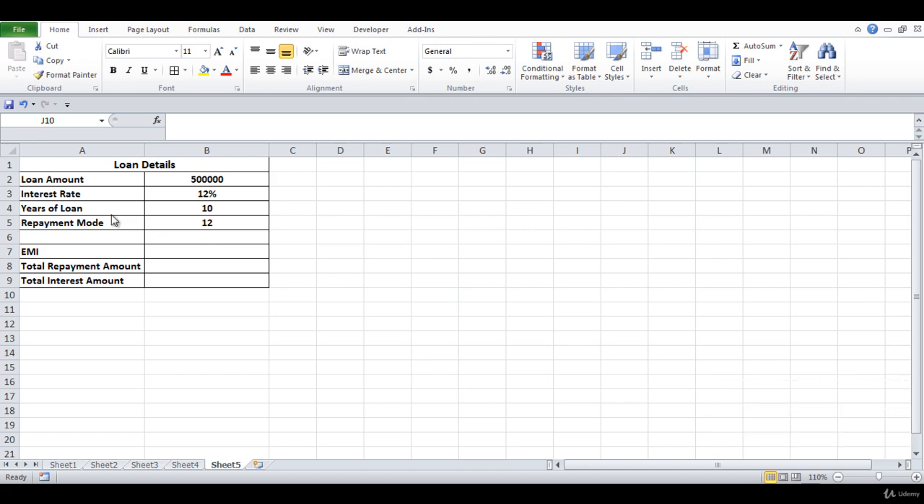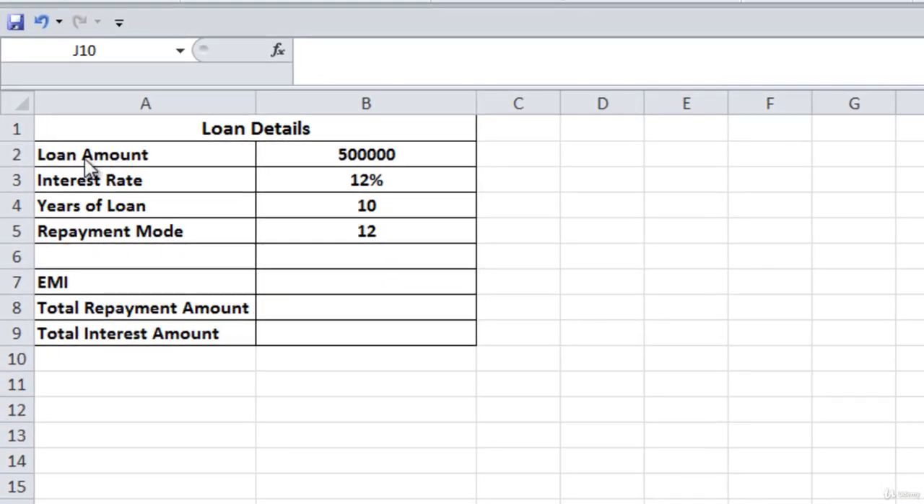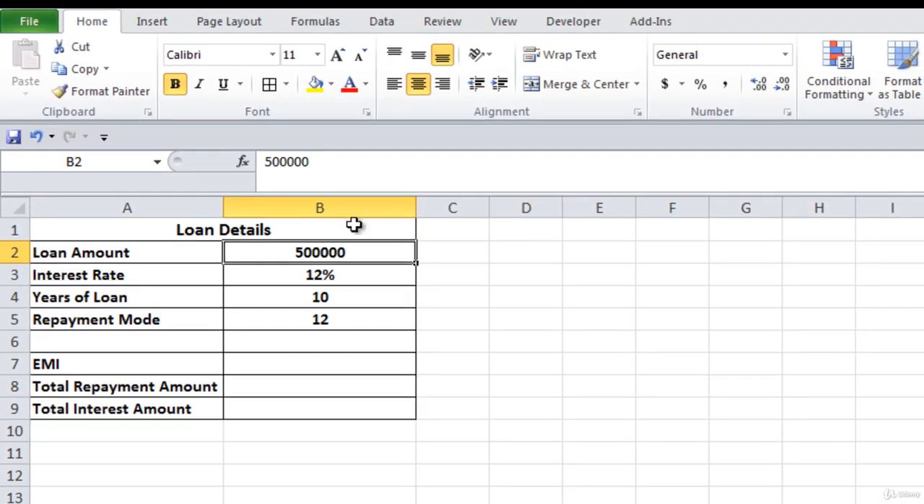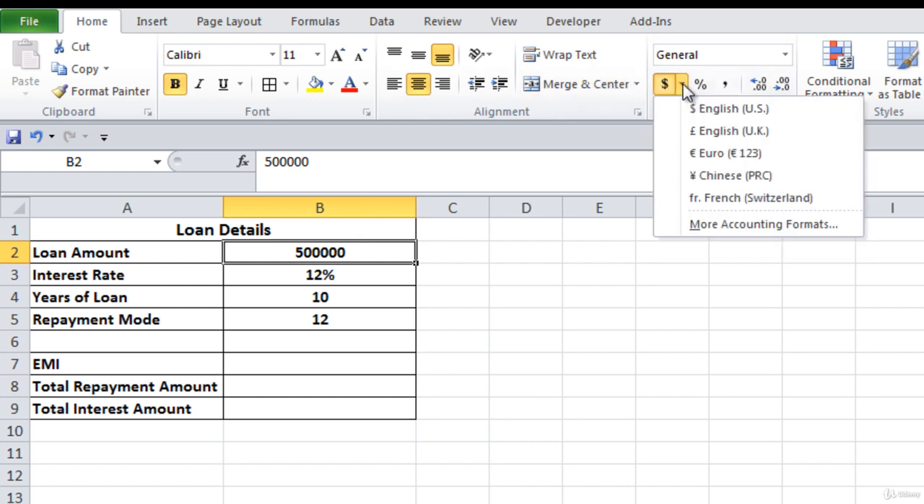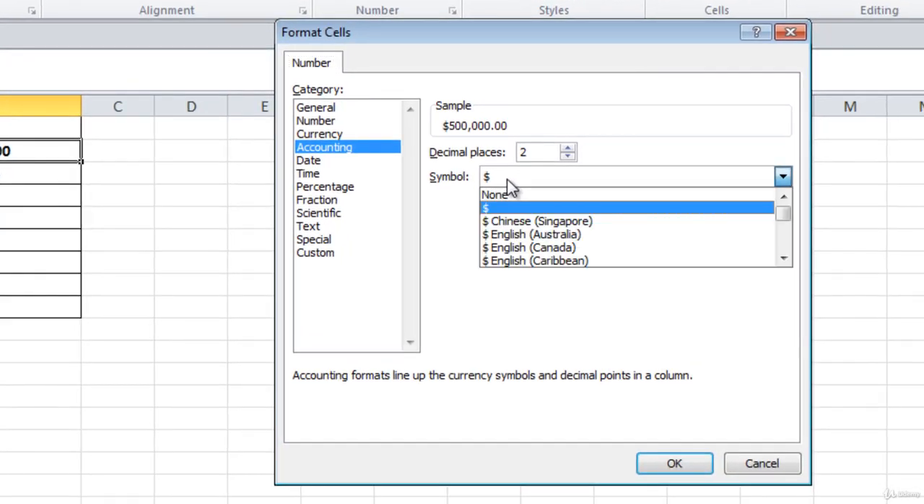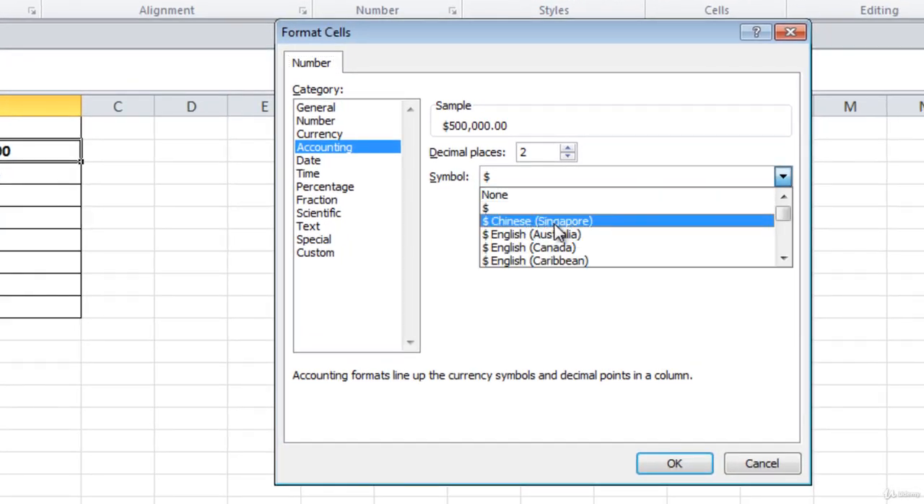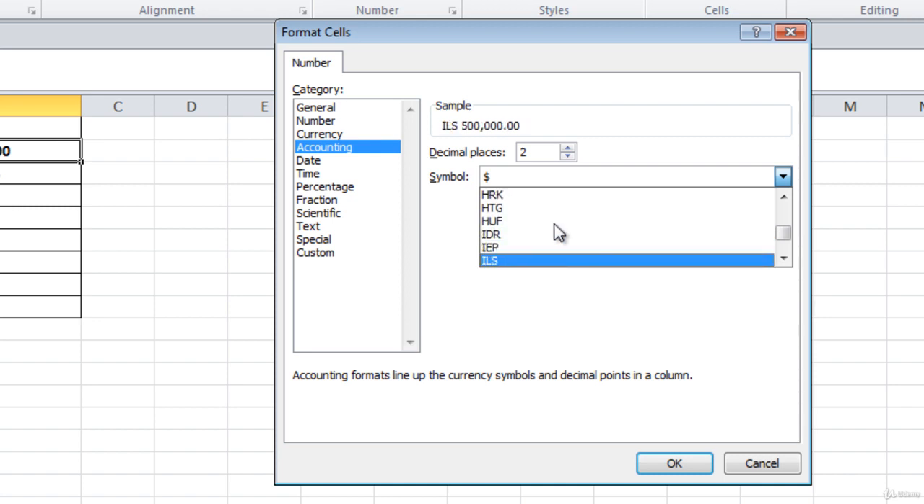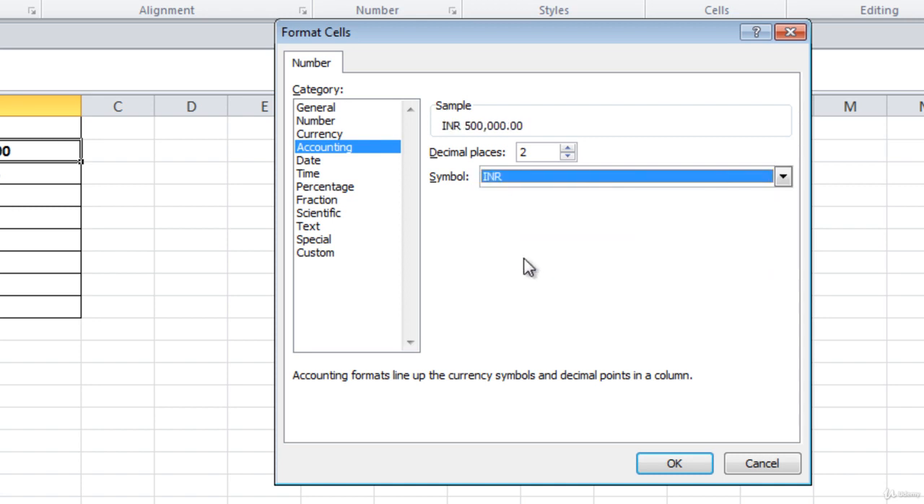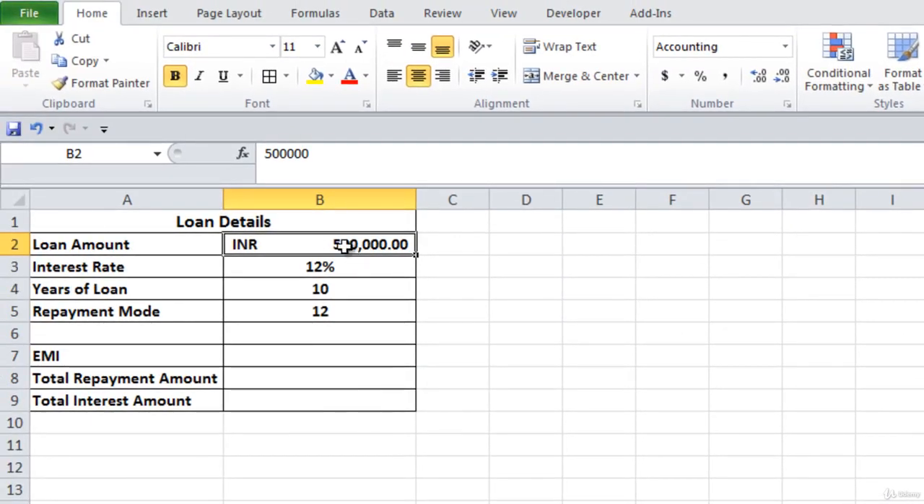So here you can see all the credentials, like loan amount is 5 lakh. If you want to convert it into the required currency, you may click over here for the dollar sign, or else there are the currencies which are available. Rupee symbol is not coming. For more accounting formats I'm going, and if you are not getting the rupee symbol, then you may go for INR, or whatever symbol you want to give. Click OK. So it has come.